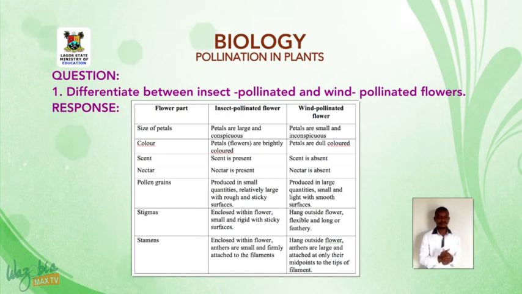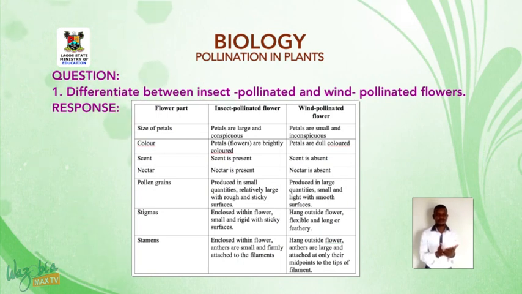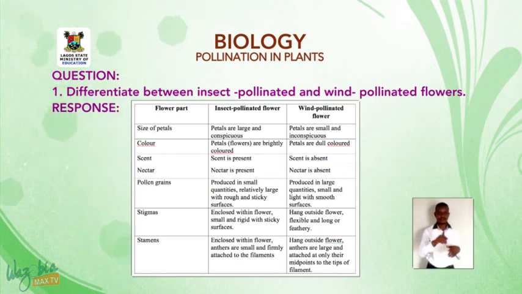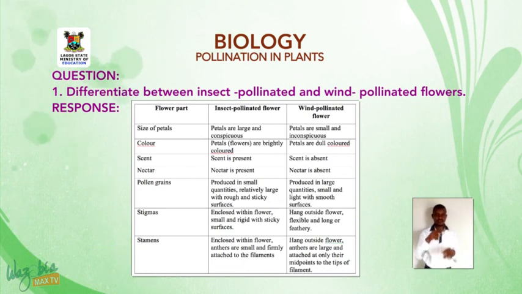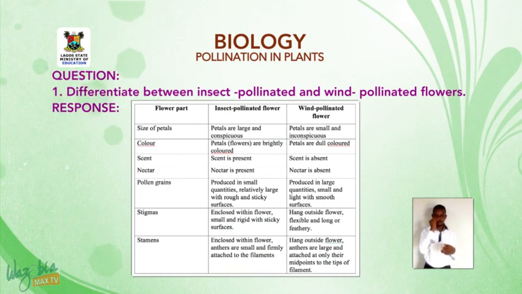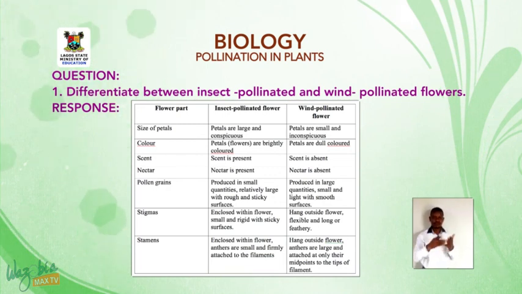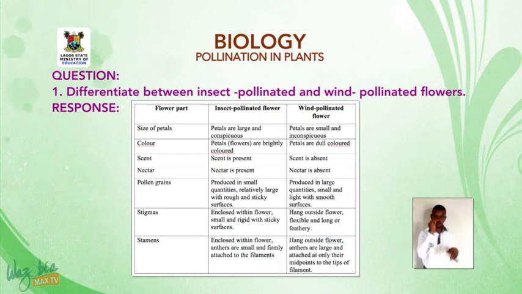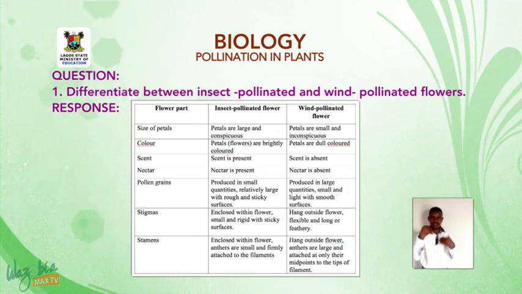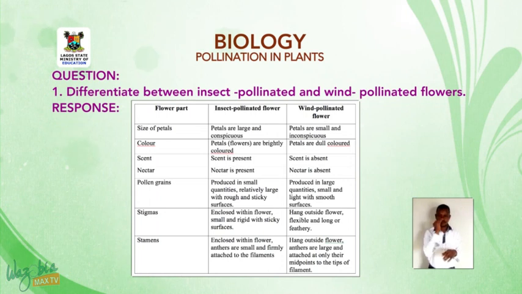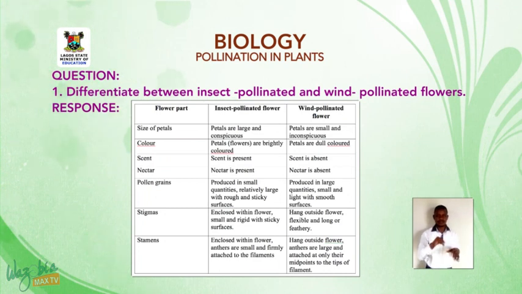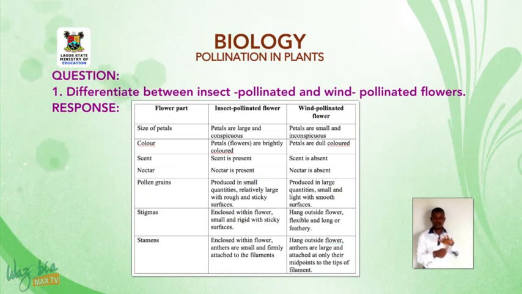Good. On my side, I have a table which I divided into three. On one part, I have flower part. On the second part, I have insect pollinated flower. And on the third part, I have wind pollinated flower. Now, on the flower part, size of petals. Under insect pollinated flower, petals are large and conspicuous. Under wind pollinated flower, petals are small and inconspicuous.